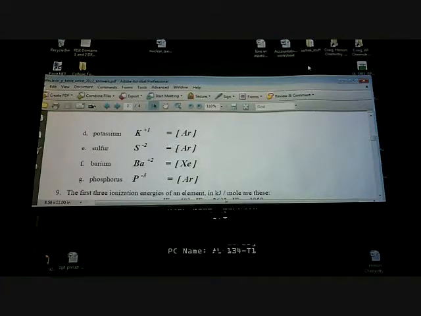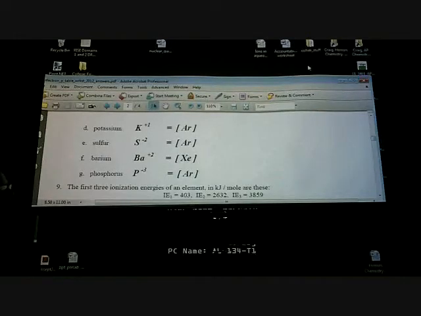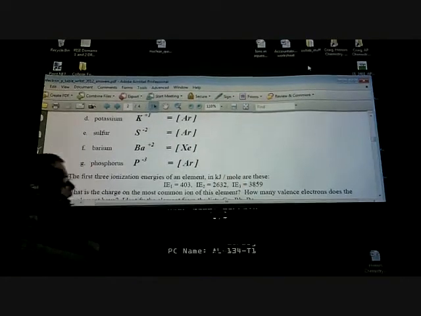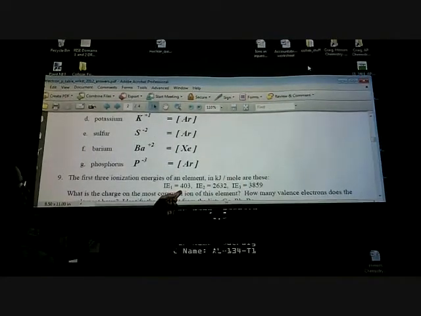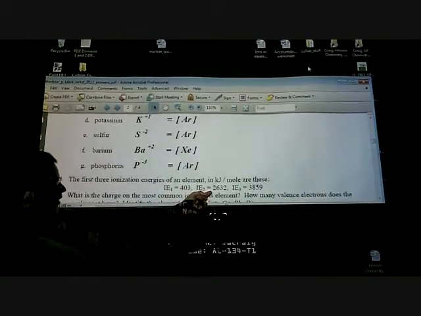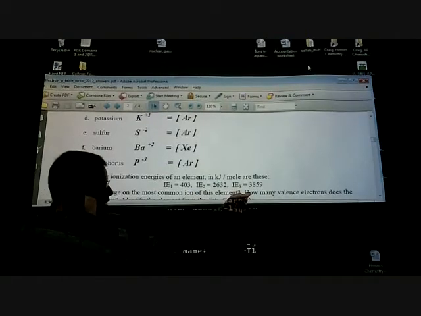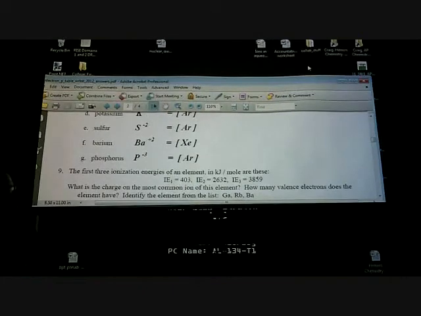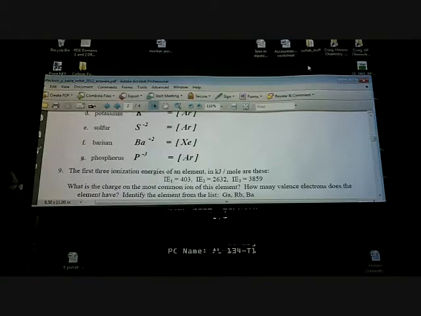All right, number 9. I have a couple questions similar to this because you'll see it on the test. The first 3 ionization energies of an element, and don't worry about the mole unit here. We haven't talked about a mole, but at least kilojoules are. First ionization energy to remove the first electron is 403. Second ionization energy is 2632, and the third ionization energy is 3859. What is the charge on the most common ion of this element? How many valence electrons does the element have? Identify the element as either gallium, rubidium, or barium.